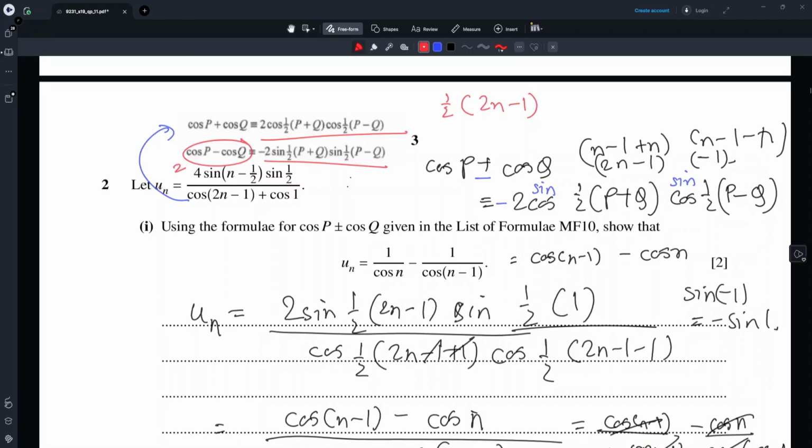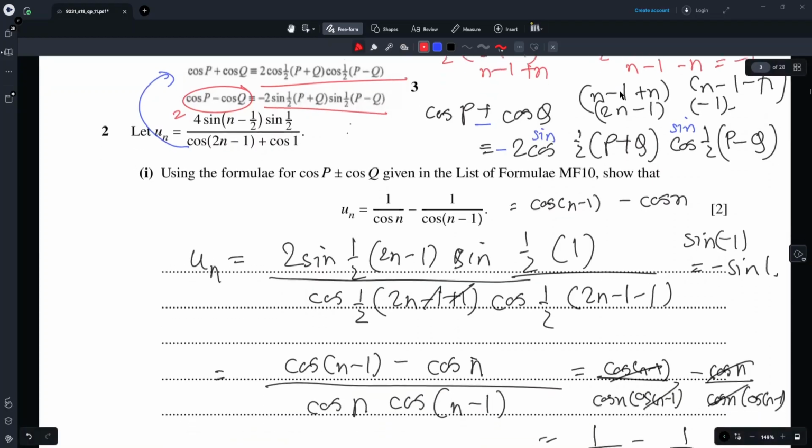I can write 2n minus 1 carefully. So 2n minus 1, I can write it down as n minus 1 plus n, and I can write this one as n minus 1 minus n. But wait, n minus 1 minus n is minus 1, right? So how do I get a 1?